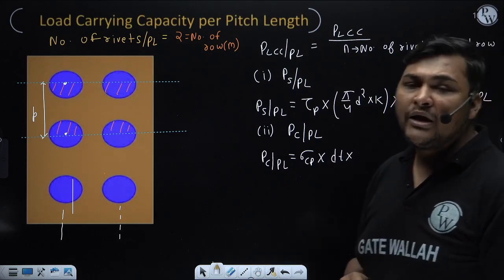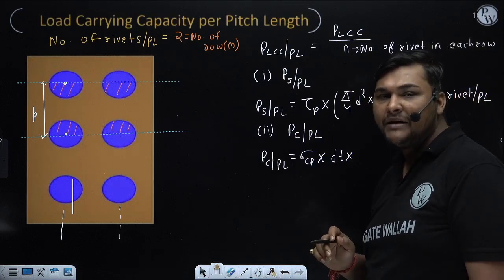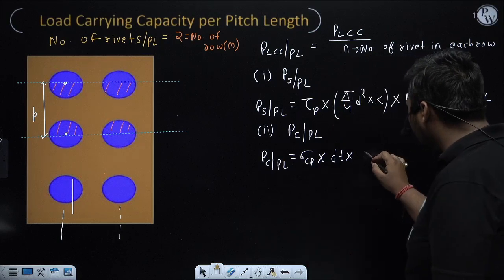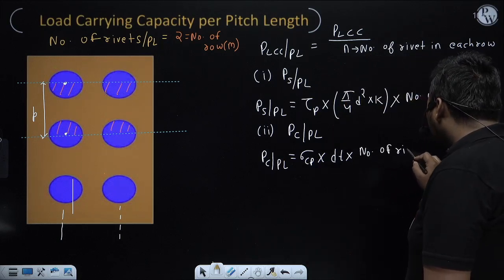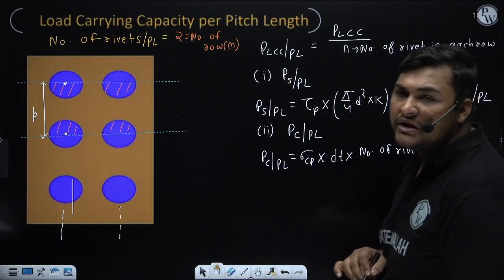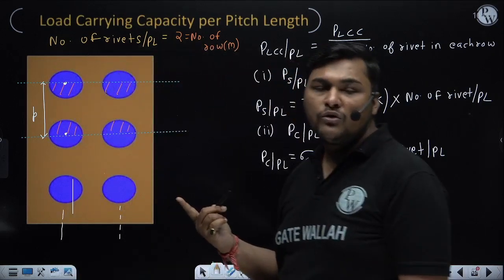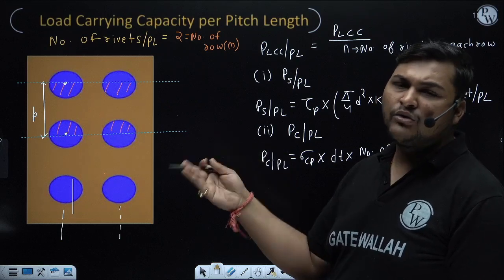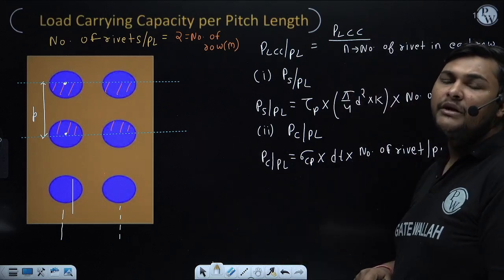Into, if we are calculating total crushing load carrying capacity, we will multiply the total number of rivets per plate. But right now we are calculating crushing load carrying capacity per pitch length, so we will multiply this with the number of rivets per pitch length. Again, for this diagram, the number of rivets per pitch length is equal to 2, that is the number of rows, that is small m also. In the actual question we will count that and multiply. So it is crushing load carrying capacity per pitch length.